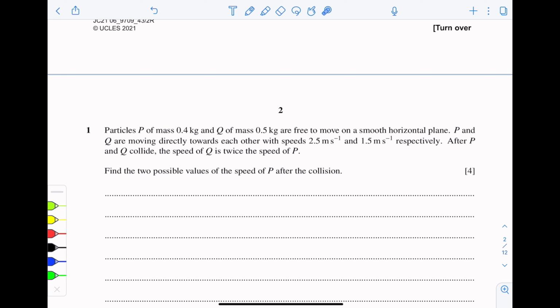Momentum. Here we will use the law of conservation of momentum. Particle P of mass 0.4 and Q of mass 0.5 are free to move on a smooth horizontal plane. P and Q are moving directly towards each other with speed 2.5 and 1.5 respectively. After P and Q collide, the speed of Q is twice the speed of P. Find two possible values of the speed of P after the collision.